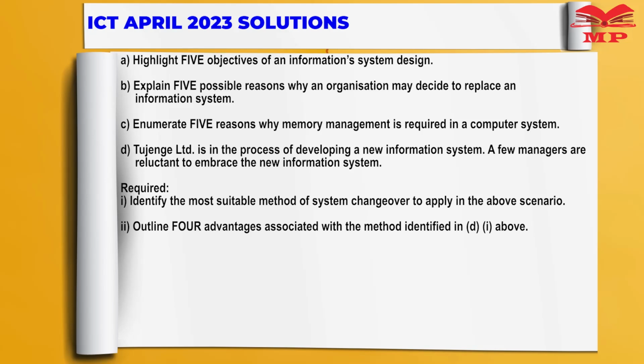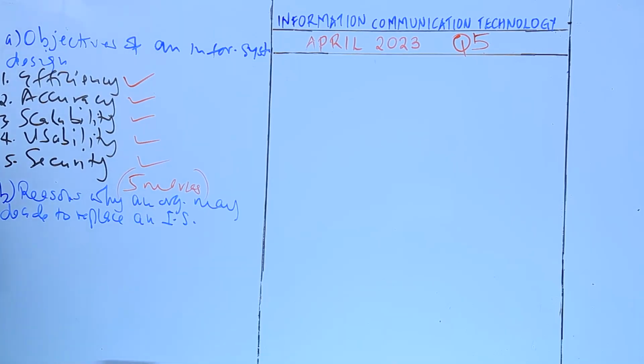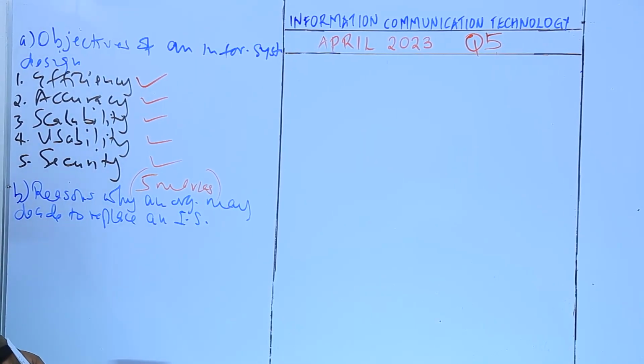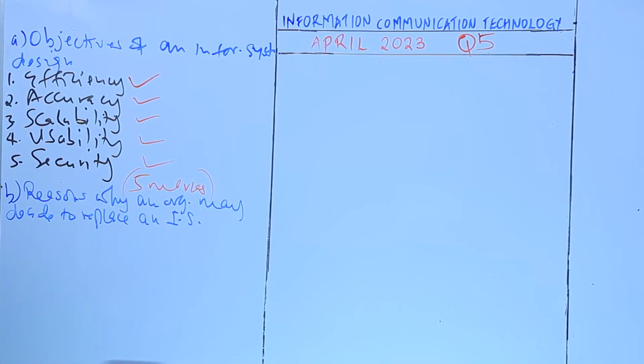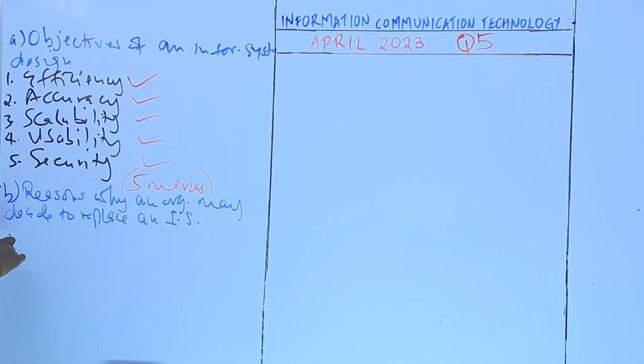Part B of this question reads: explain 5 possible reasons why an organization may decide to replace an information system. Reasons why an organization may decide to do what? To replace an information system. 1 is technological obsolescence.